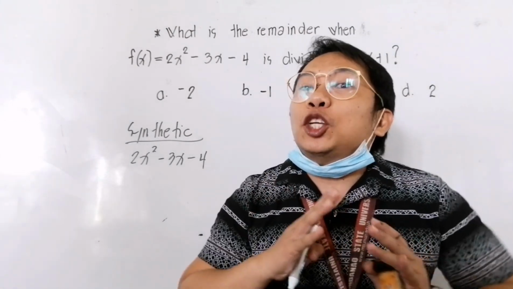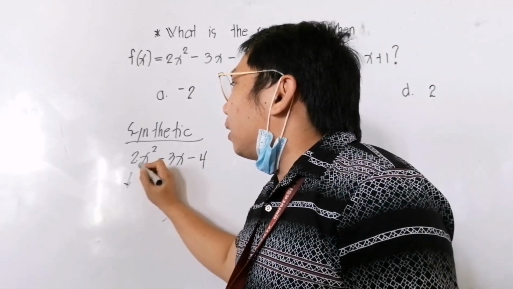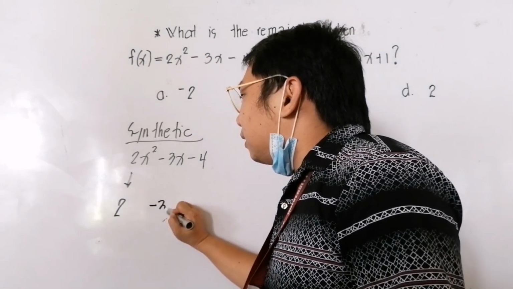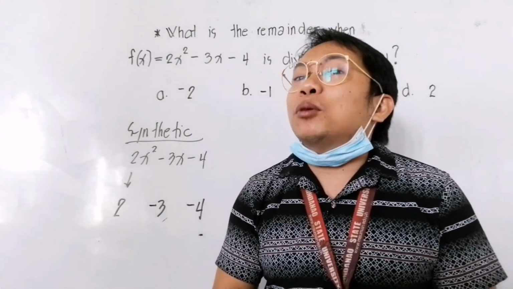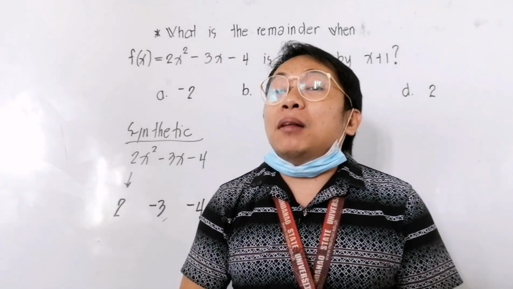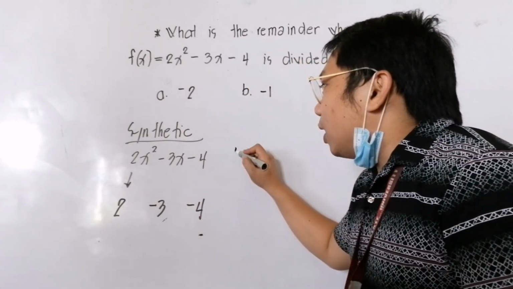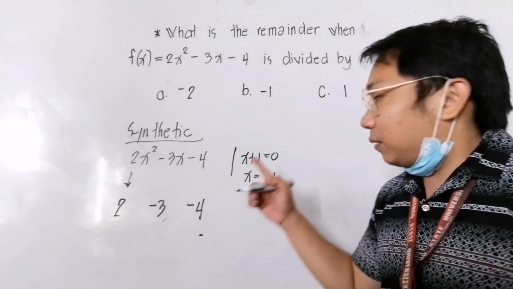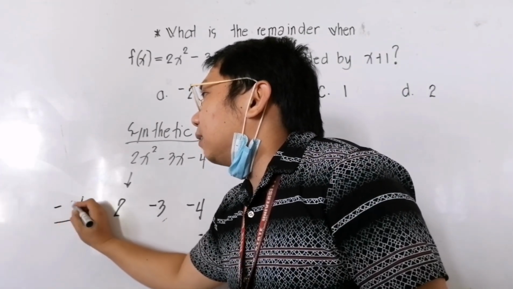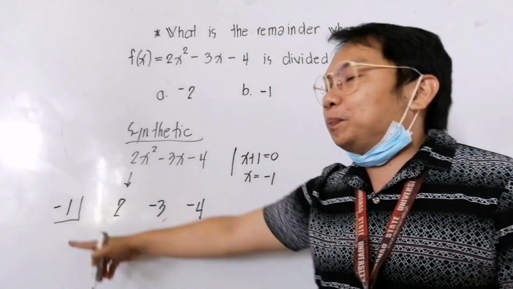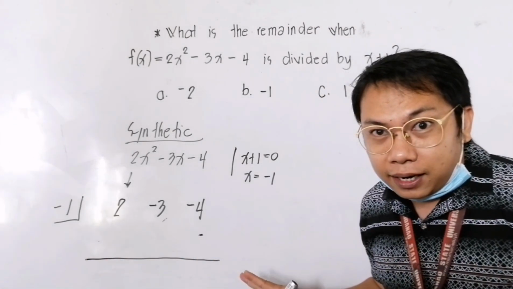Second, just take all the numerical coefficients of your given polynomial function. So in here, our numerical coefficients are 2, negative 3, and negative 4. Since our divisor is x plus 1, we will equate x plus 1 to 0, and transposing 1, x is equal to negative 1. So we will write here negative 1. This is now the number from our given divisor. Put a line below.